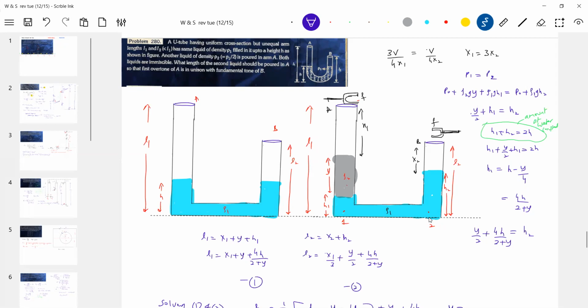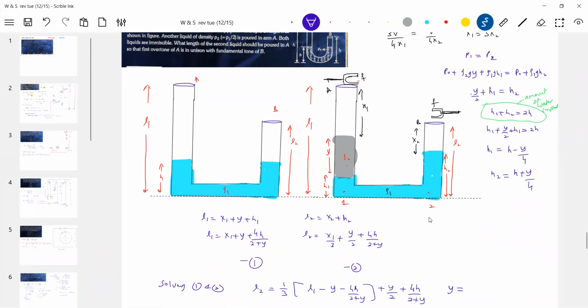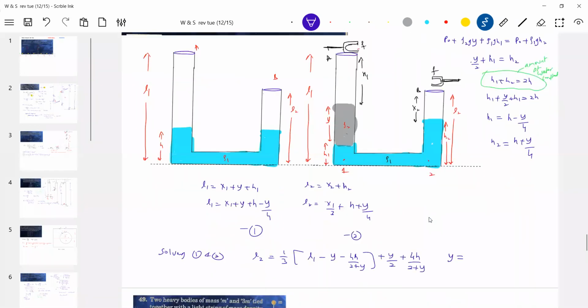Then H2 equal to y by 4. H2, how much will it be? H plus y by 4. Okay, I think it will be a little bit easier, I feel. H1 equal to... no more quadratic should come. X2 is 1 by 3. H2 is H plus y by 4. Okay, I think now we can solve it.